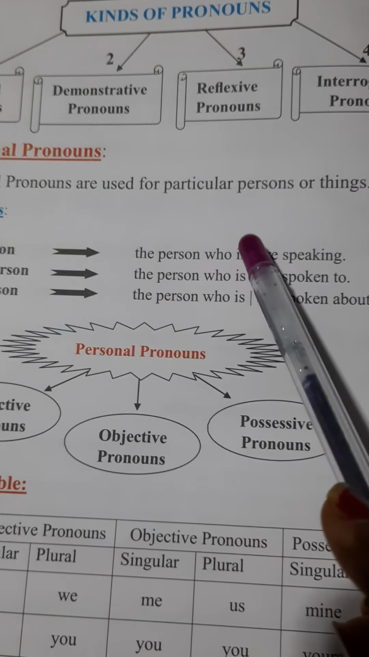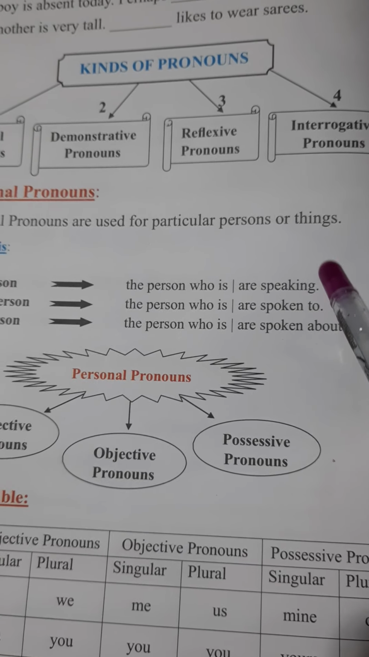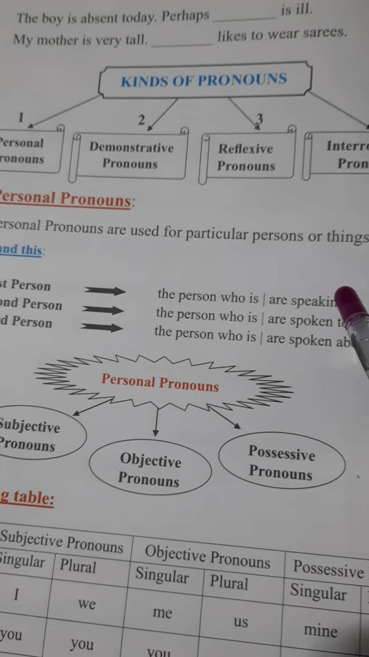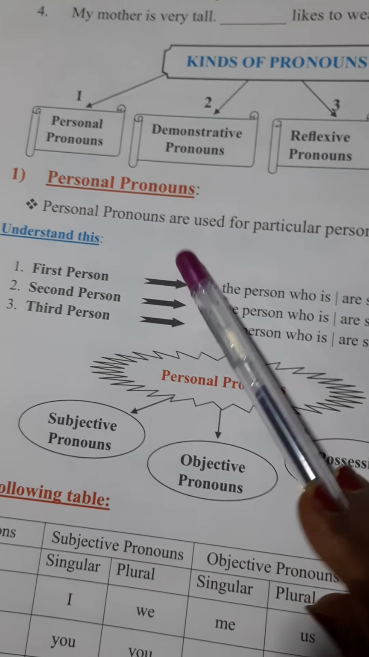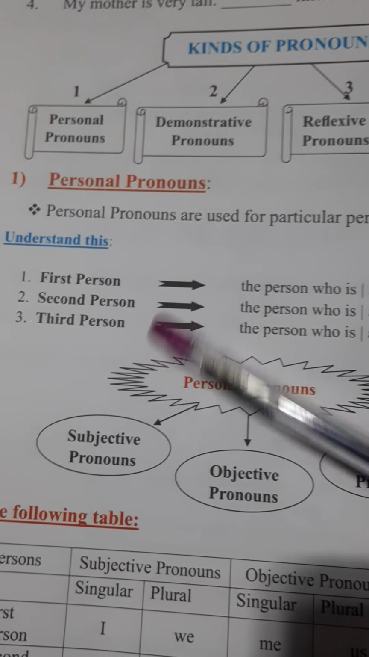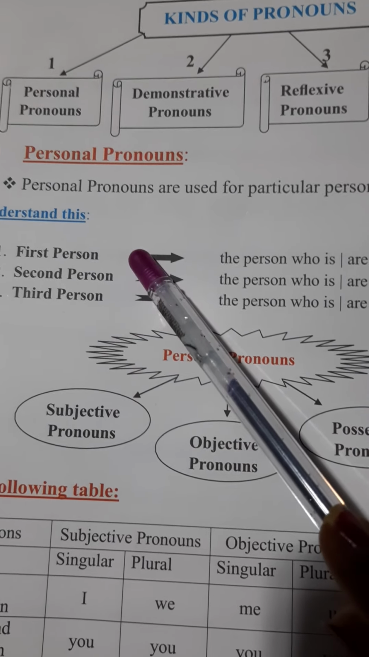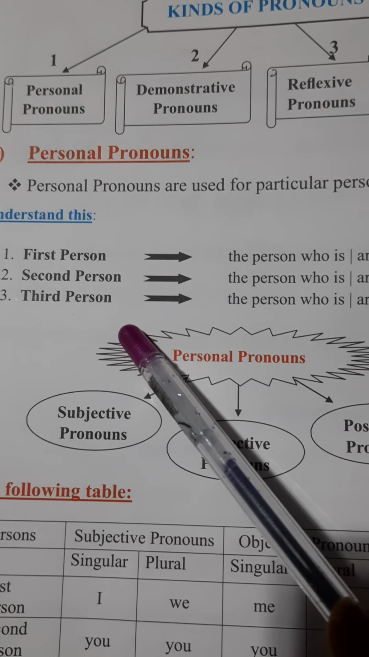Personal pronouns are used for particular persons or things. Particular person और things के लिए जो use होता है उसे हम personal pronouns बोलते हैं. Personal pronouns can be understood this way: first person, second person and third person.